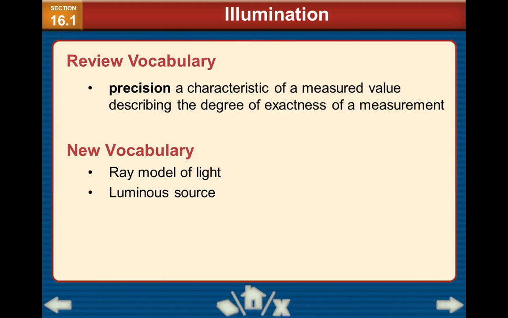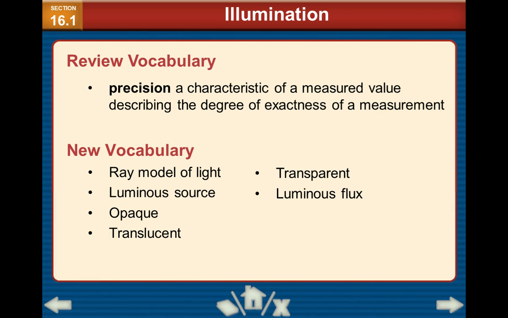So we got a luminous source. That's basically where light's coming from. The idea of opaque means light can't go through it. Translucent means some light can go through it. Transparent means that it's relatively clear, we could see through it. Luminous flux is the measurement of the energy coming off the light bulb. Luminance is the amount of light getting to a surface that we're interested in, like for instance our desk.